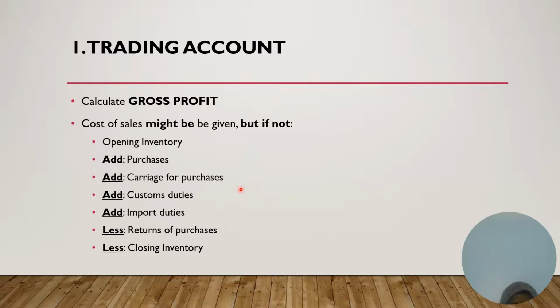Sometimes they only give you opening inventory, they give you purchases, and then they give you closing inventory. You don't have to have the carriages for purchases, custom duties. It depends on the question, okay? That's how you calculate your cost of sales if it is not given to you. Now guys, you need to remember the structure. You need to memorize the structure so that you know it. Okay. Alright, let's go to the next slide.